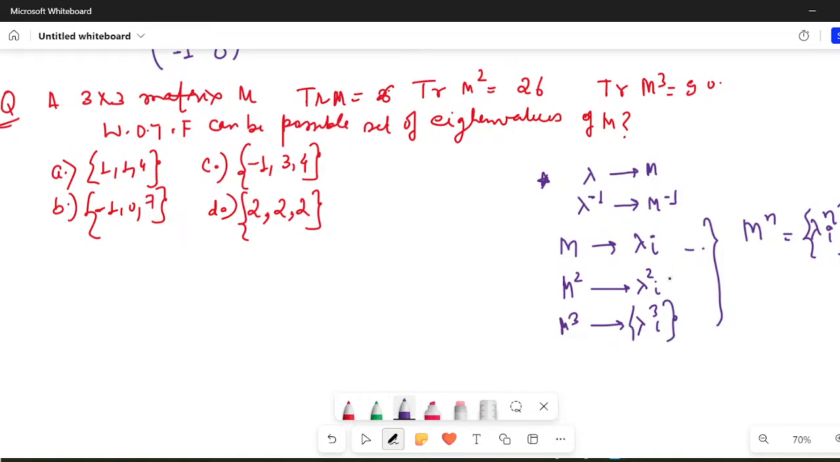I hope it is clear. This is just a result that I'm sharing with you, because I'm not deriving it here. Just remember this result: if the eigenvalues are lambda for a matrix M, then the eigenvalues for M square would be lambda square, eigenvalues for M cube will be lambda cube, and so on. You have to remember this result.